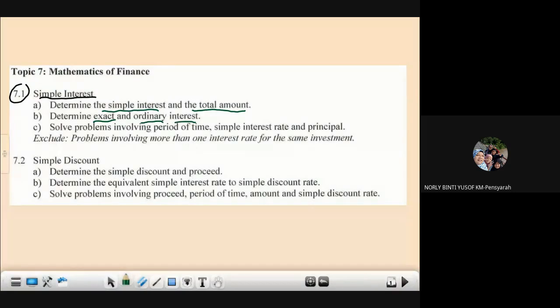And then 7.2, kita akan belajar simple discount. So you akan determine the simple discount and proceed. Proceed tu receive money lah. And determine the equivalent simple interest rate to simple discount rate, and solve involving proceed, period of time, amount and simple discount rate. Actually you ada belajar juga dekat subjek, kalau Mila tak salah lah, dalam tajuk ekonomi ataupun account. Cuma you belajar dalam bahasa Melayu, tapi ini in English lah.